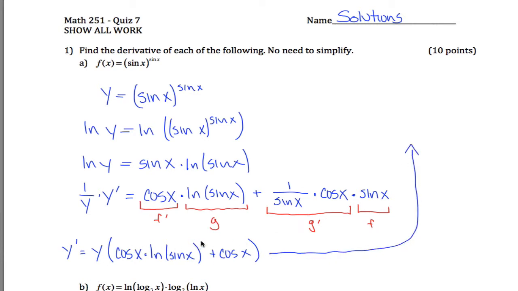This is your derivative, but there's no y's defined in the problem, right? That's just something we made up. It's weird to define the derivative of y in terms of y. What we instead want to do is y is just equal to this mess. So instead of writing y right here, I could say, instead of y times all this stuff, let's say sine of x raised up to the sine of x power times all this stuff. Cosine of x, natural log of sine of x, plus cosine of x. Something like that.